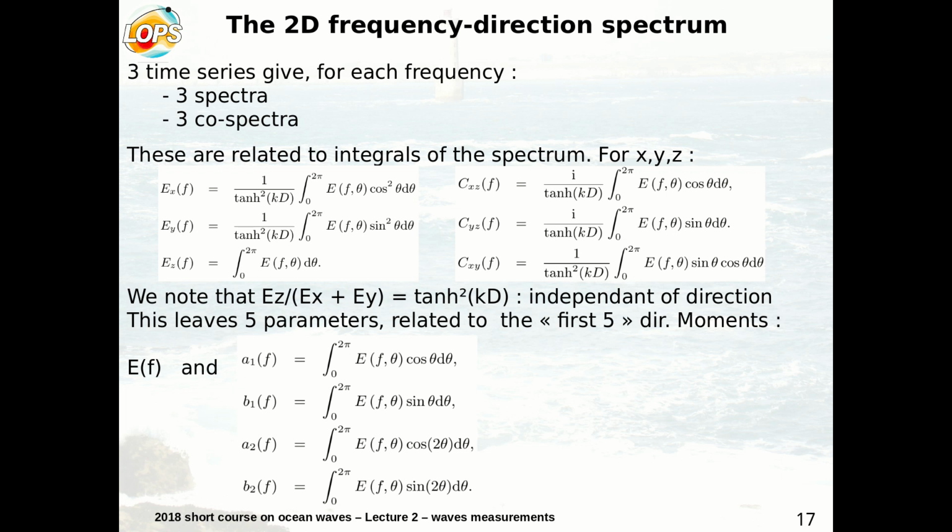Question? Yes? The last cross spectra, XY, what kind of information can we get from this? So that's the correlation of x and y, and so it's the integral of the sine times cosine. If you develop this sine theta times cosine theta, you will see that it actually goes into these two.